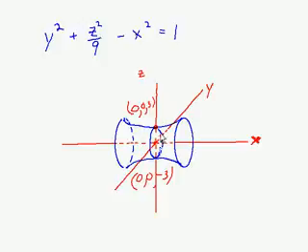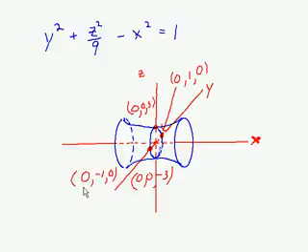And this point over here would be 0, 1, 0. And this point over here would be 0, negative 1, 0. And that's probably all the information that you need for the graph of this hyperboloid.